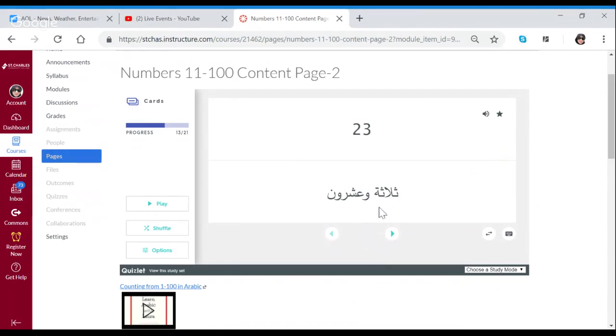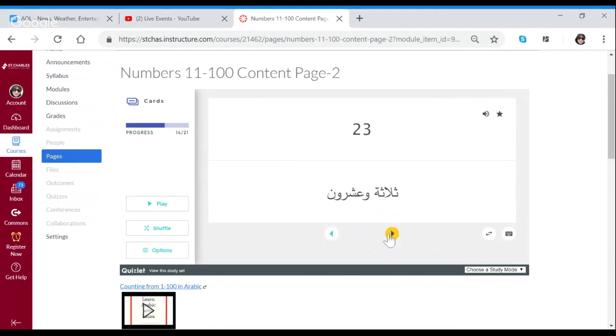So how do you think we're going to say 24? Arba wa Ishrun. Very good. 25. Khamsa wa Ishrun. 26. Sita wa Ishrun. 27. Saba wa Ishrun. 28. Thamania wa Ishrun. 29. Tisa wa Ishrun.